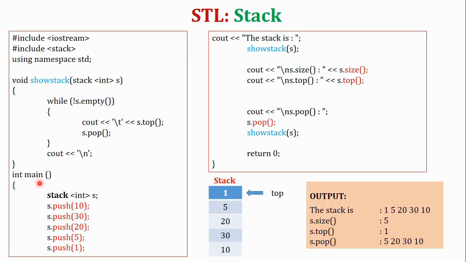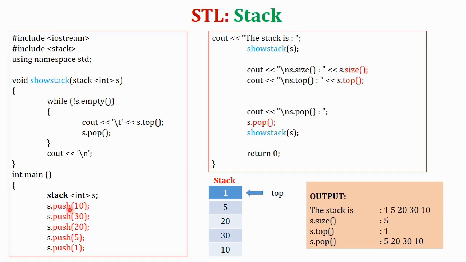So here is the main program. From the main program, we are creating the object from the stack. With the help of the object, we are calling the push function. We already discussed the push function, right? To insert the element in the stack, that is, at the top of the stack.